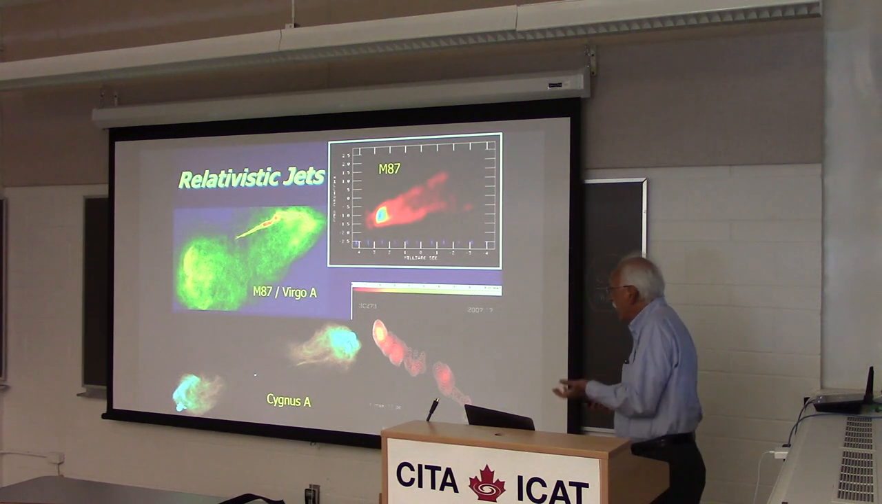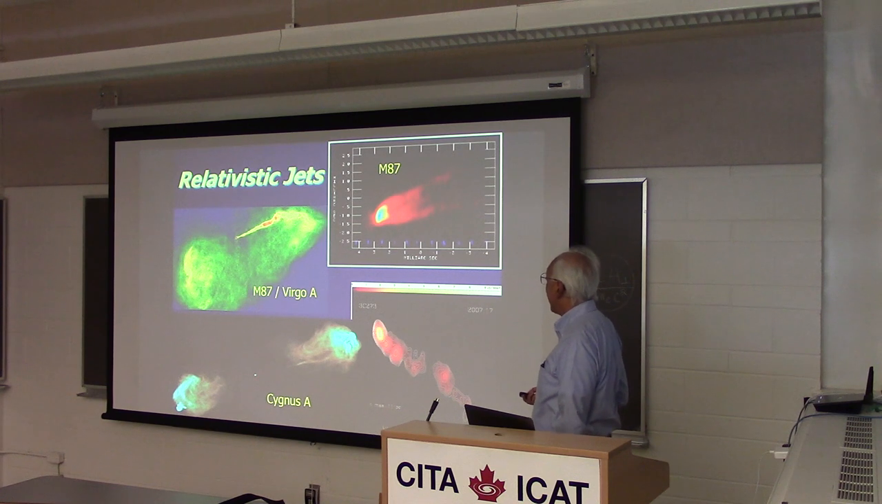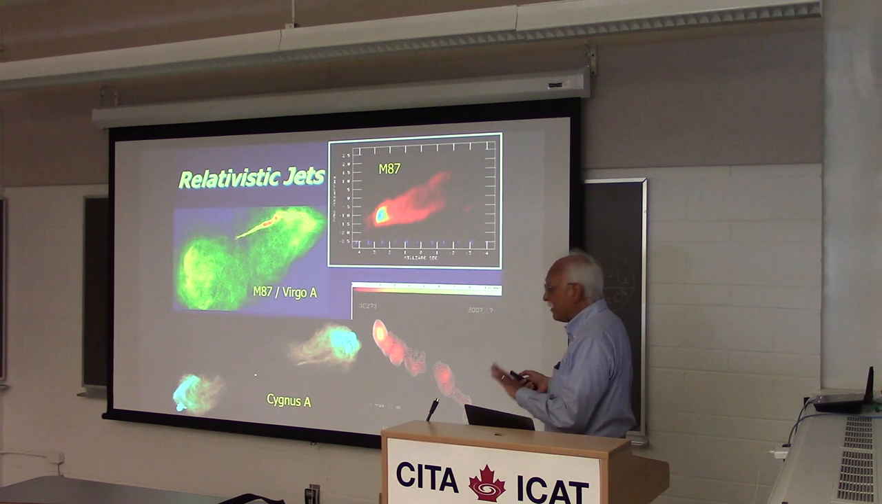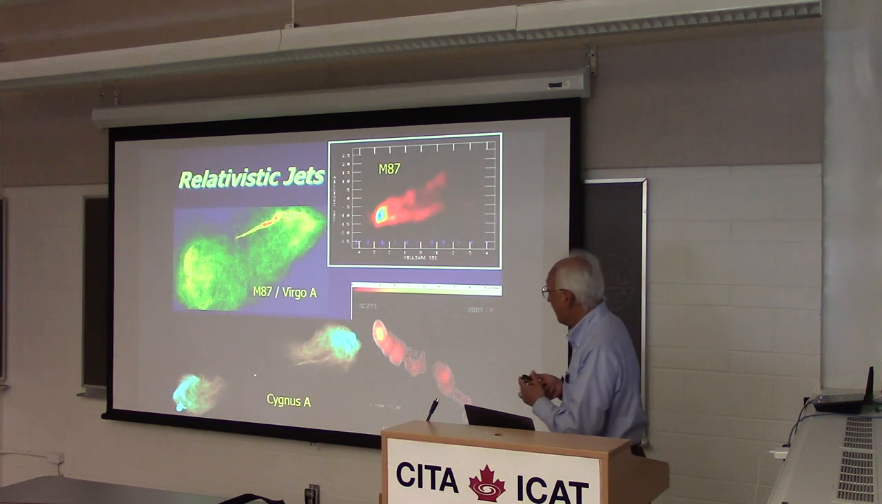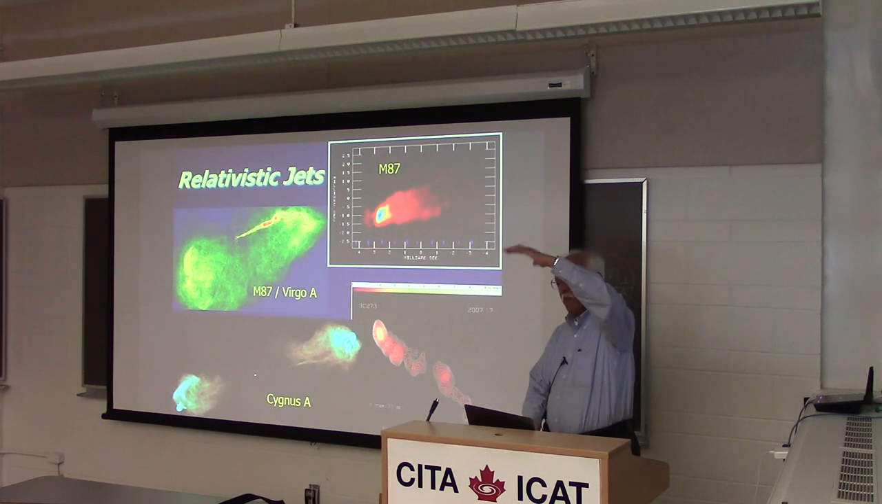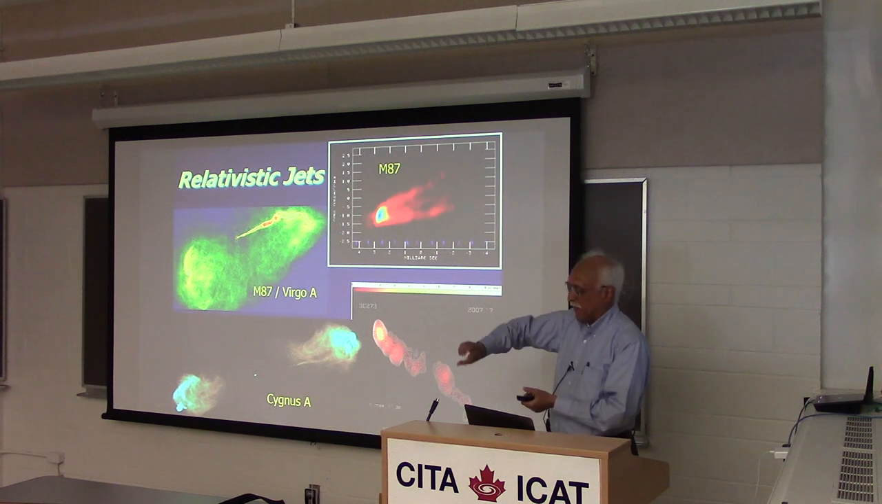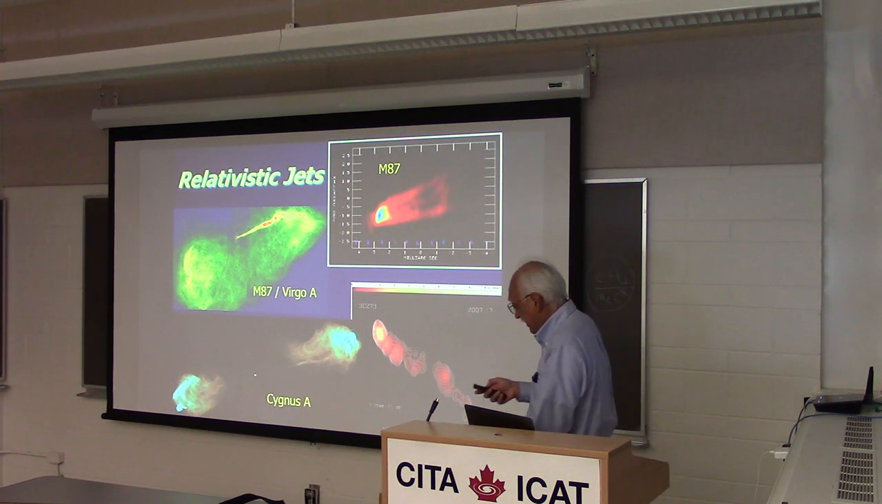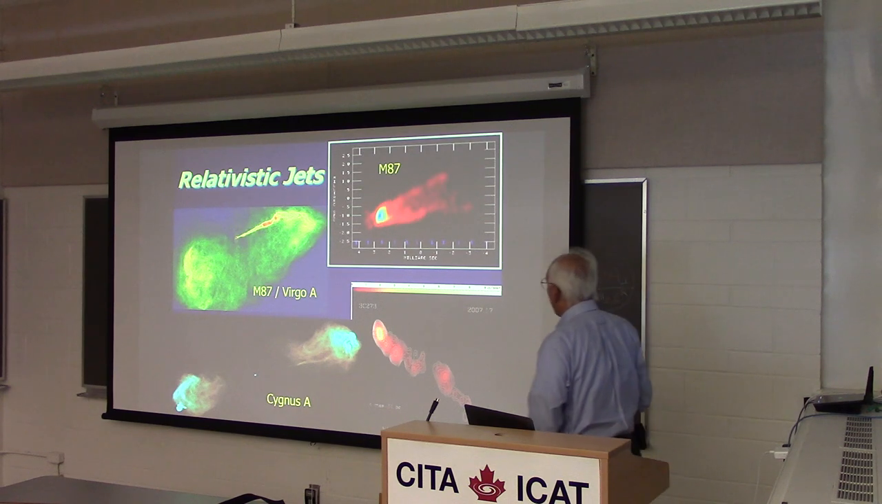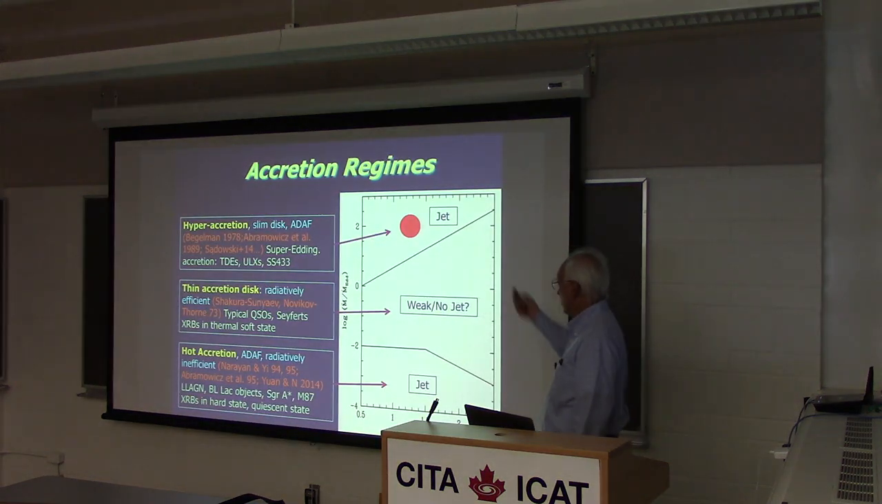One of the things we have learned over recent decades is that things do change as you change the m dot, the mass accretion rate of a black hole. It's not like it's all one phenomenon and you're just turning the knob up or down, and things get brighter or fainter. Actual physics changes, and qualitatively there are changes as a function of m dot. And that's what this slide shows.